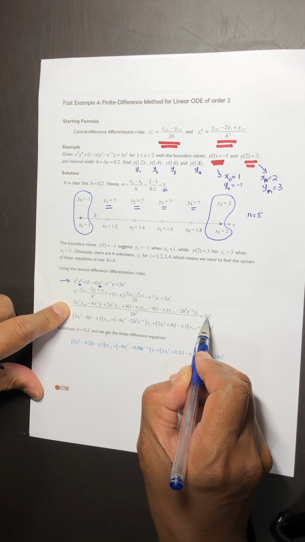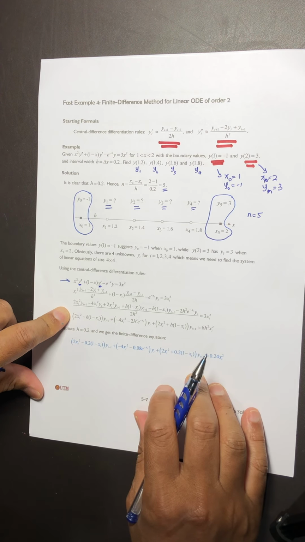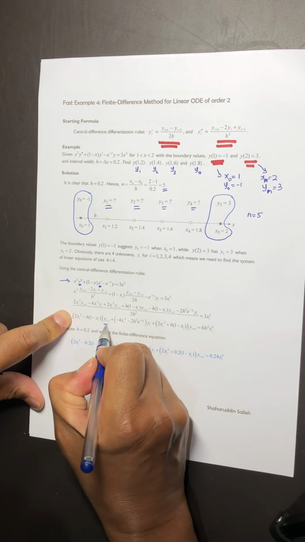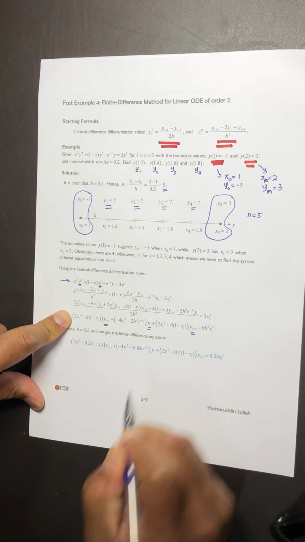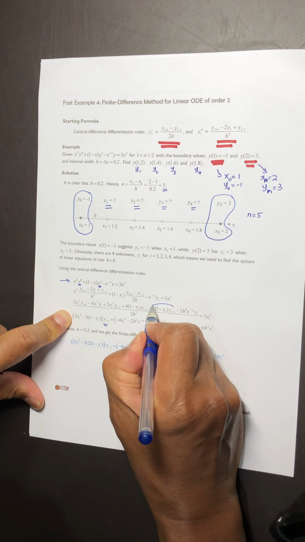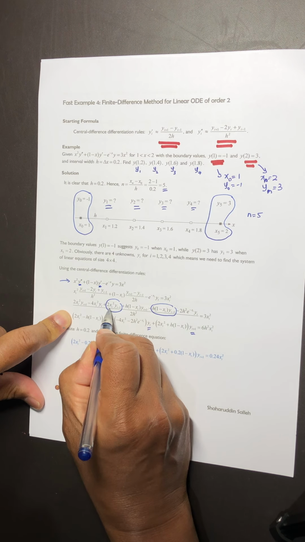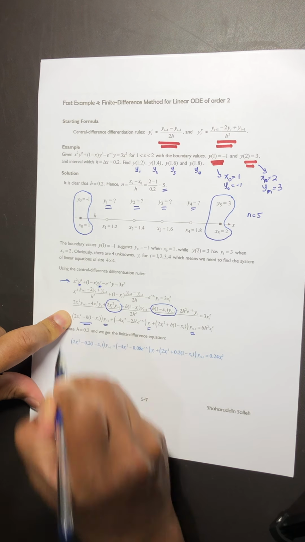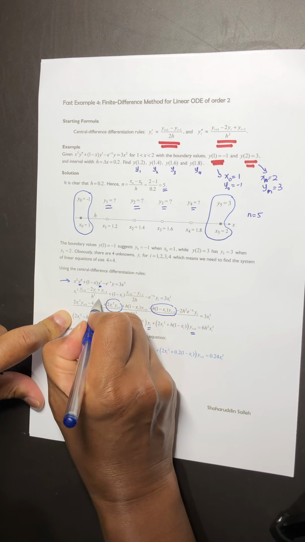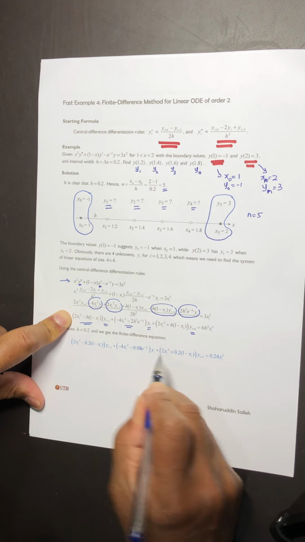And finally, we need to group together terms involving yi minus 1, yi, and yi plus 1. So we have that here. First is yi minus 1, which is this one here, and this one here. So 2x squared, we factor yi minus 1, this is what we get. And then the second one, terms involving yi. First is this one. Second is this one here. So this is what we get.